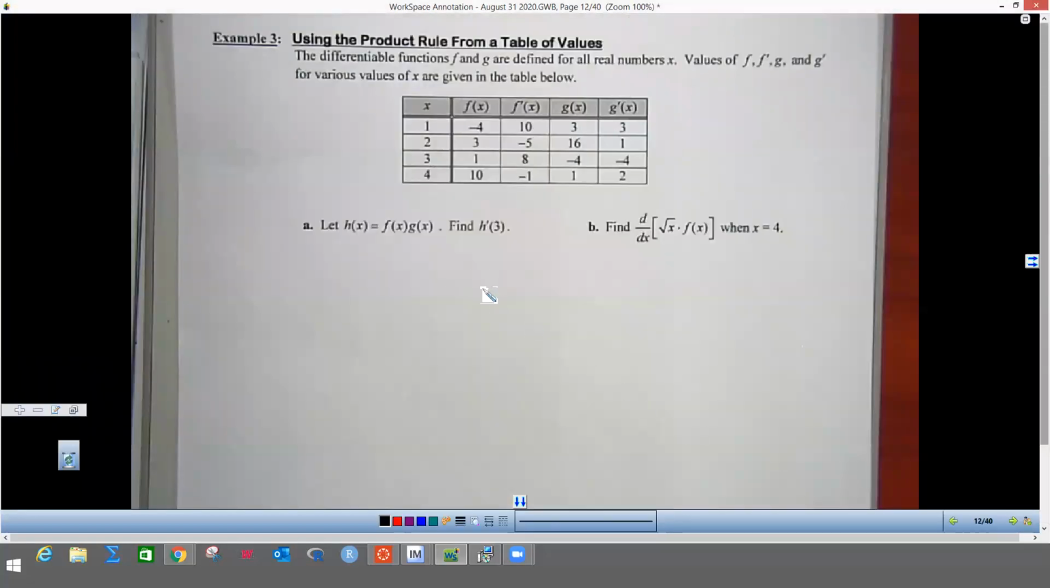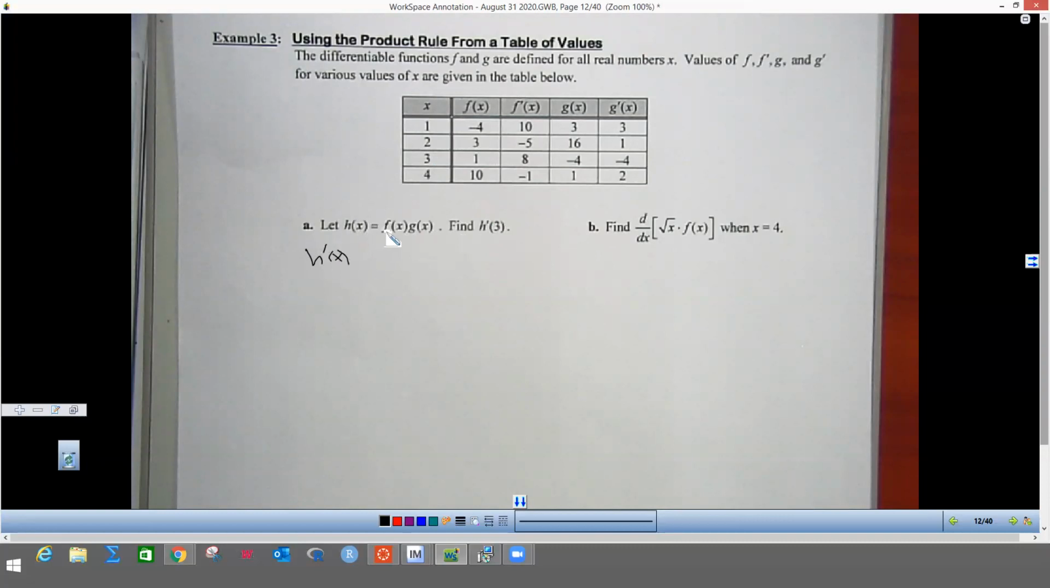The last page on here is an actual problem, which almost looks like it's from an old AP test. So it says the differentiable functions f and g are defined for all real numbers x. Values of f, f prime, g, and g prime are in this table. So we want to find all this stuff. So this one, we're going to do product rule for this. So we're looking for h prime of 3, but first we want to do the derivative of this.